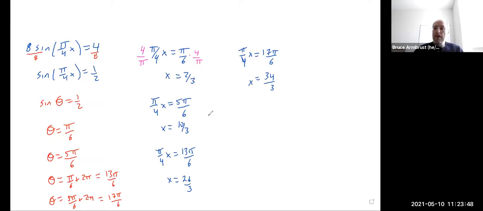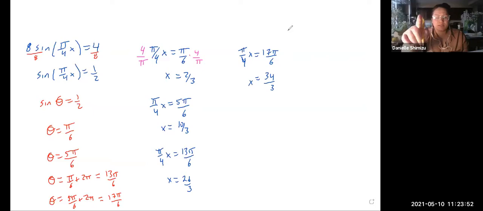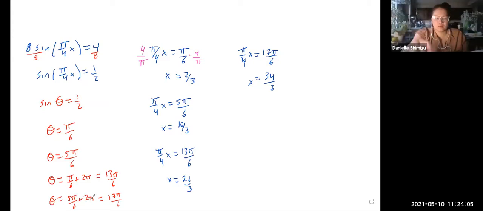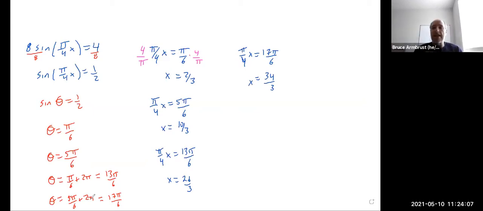All right, so questions on that one? Does that make sense? Is the 17 over pi because you did pi over 6 plus 3 pi, or where's that? No, so that was 5 pi over 6 plus 2 pi. Plus 2 pi, okay. So that was the second quadrant angle that we ran into the second time.